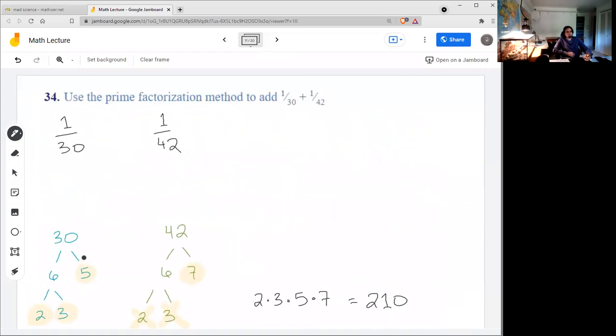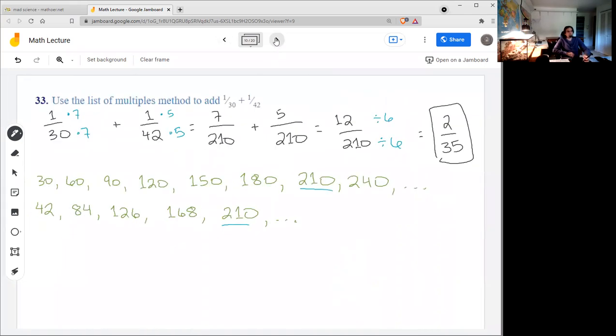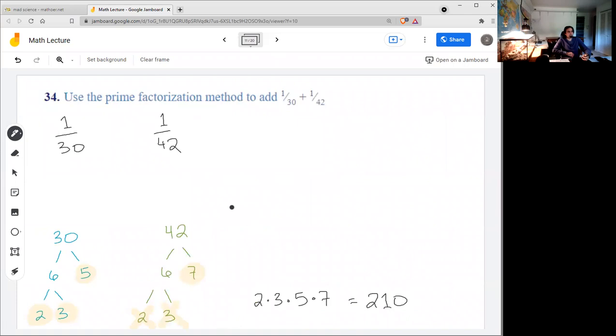Some people like division, and doing division to make factor trees, they think is a faster, better, friendlier way to get to that 210 than making a list of multiples. It's all up to what style you like better. So again, I'm going to have something over 210 and something over 210.